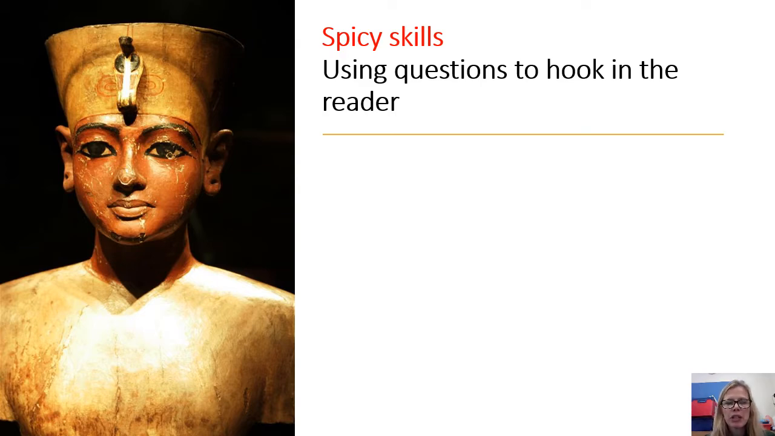emphasize the fact that there's a big mystery about why King Tutankhamun died, I want us to try and use a skill that writers use to intrigue and hook in their readers. So you get this in newspapers, you get it in mystery books, and this is the skill of using questions to get the reader really interested. So instead of just saying it's a mystery and talking about the facts, this is our time to start asking some rhetorical questions. These are questions that make you think, but they don't necessarily need an answer. So let's have a look at some examples.